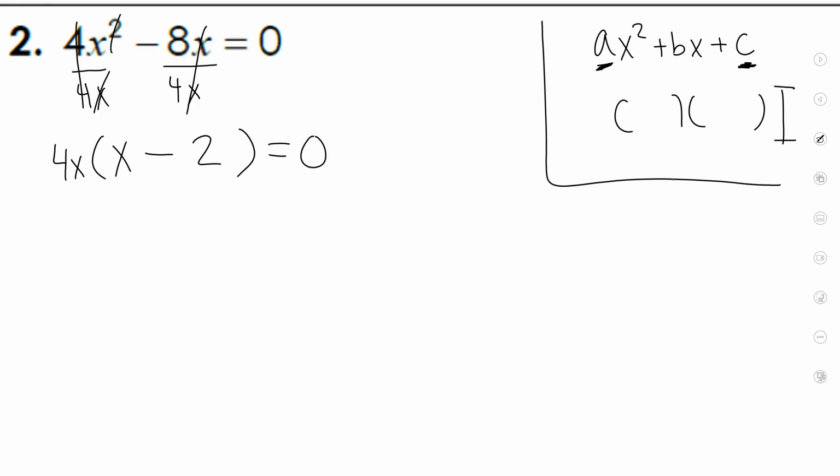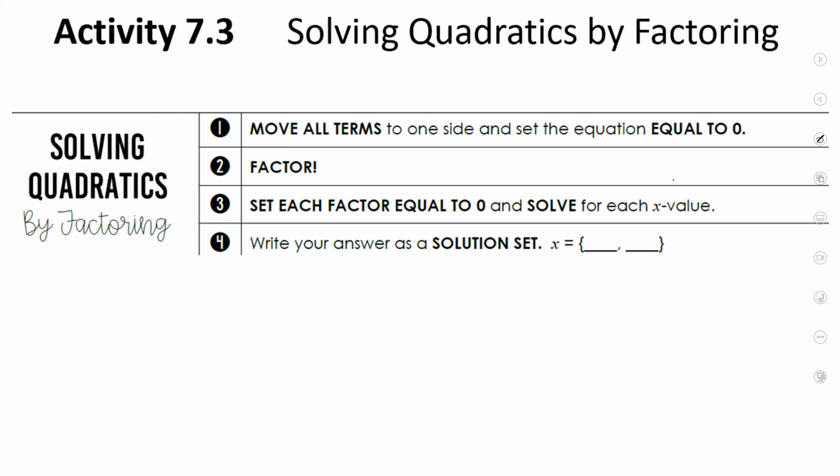So let me clarify. Our example here, it has an A value, but it doesn't have C. So when we don't have both A and C, we have to do this thing here. Okay, so now it's factored. Let's look at the next step. We're going to set each factor equal to 0 and solve. So let's do that.